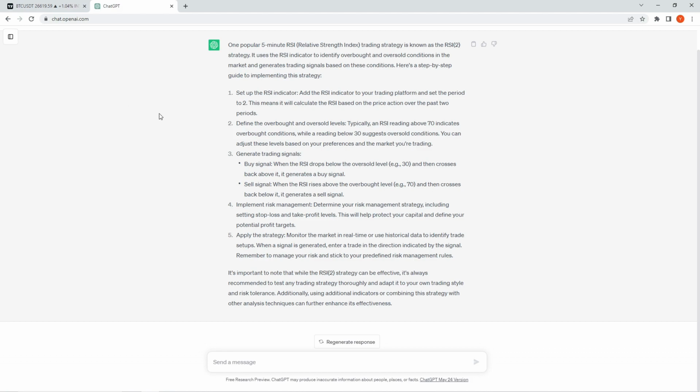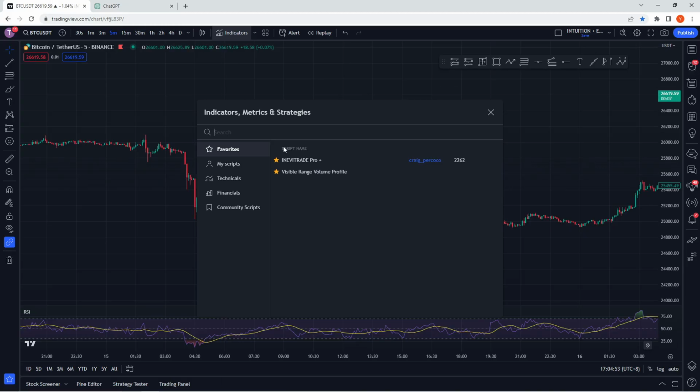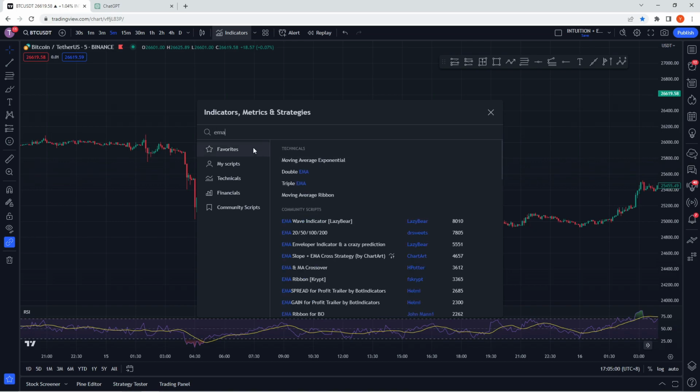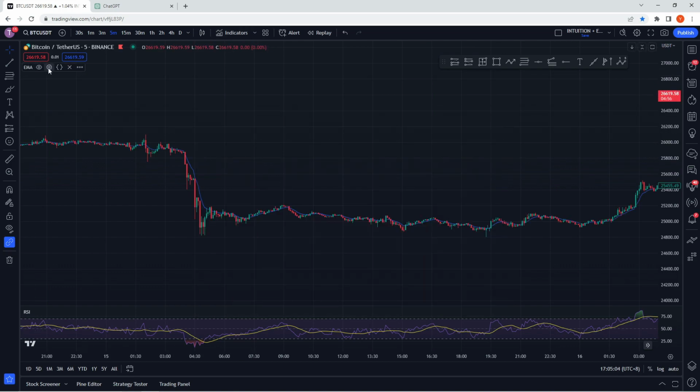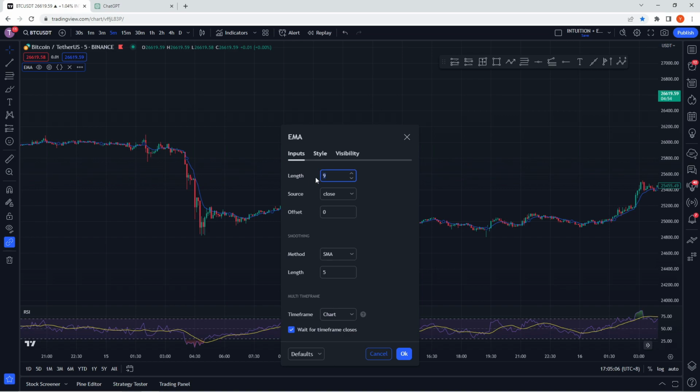Let's see what else ChatGPT gave me: generate trading signals, buy signal, sell signal, risk management, and apply the strategy. These last two are not really rules that they give, but I'm going to try and add in certain things and see how this works. I'm going to add in the moving averages. I'm going to use the EMA, the exponential moving average, and I'll use the 50 EMA for this. Let me test it out.